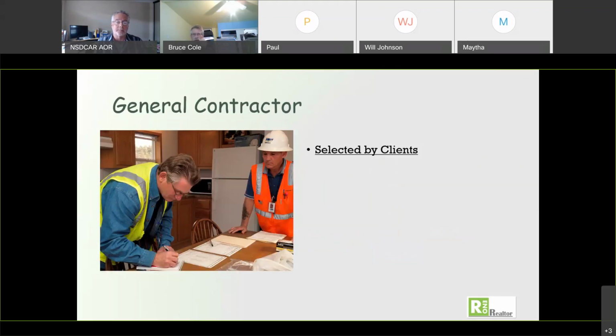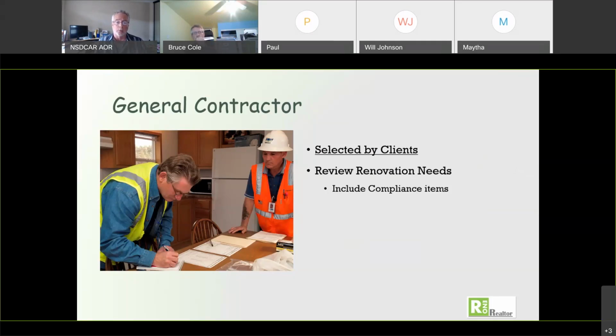General contractor: very important that the borrower takes full responsibility in selecting the contractor. You may have a list, you may have some recommendations. I have a list, it's a short list. I can share it with you, but it's very, very clear. I'm making sure that the borrower takes full responsibility in selecting the contractor.